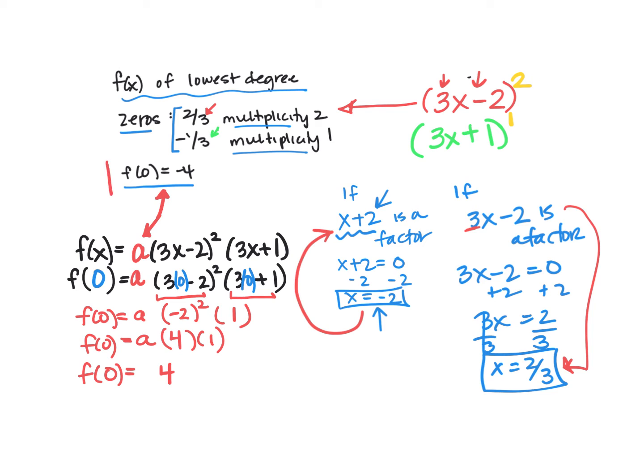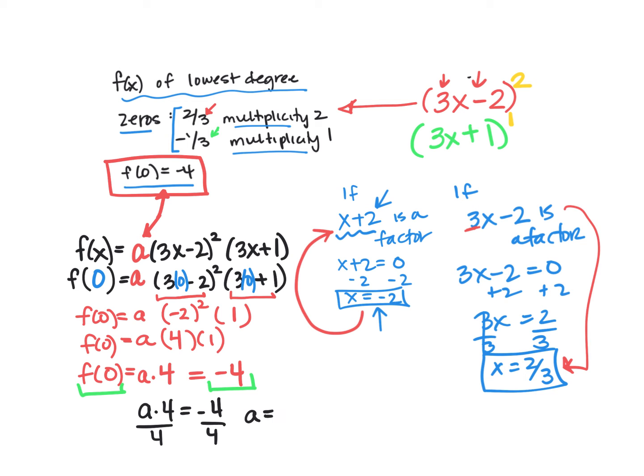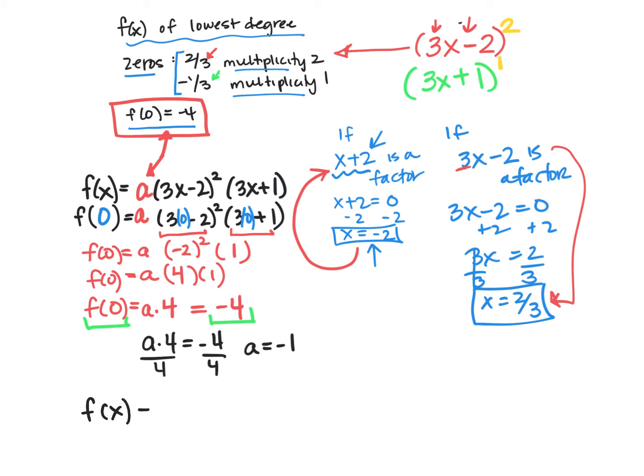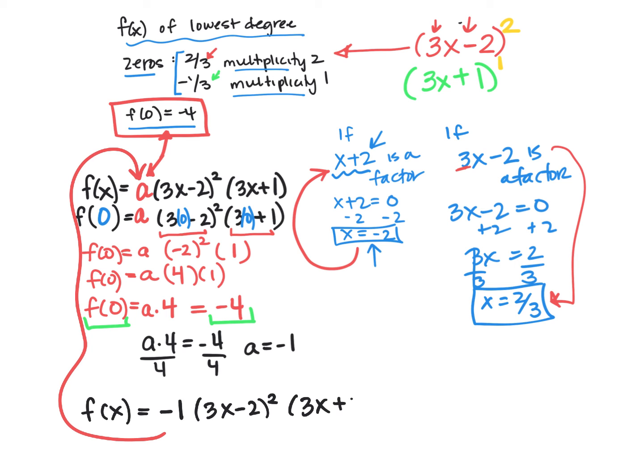So what our directions are saying is that they want us to get -4. So we're going to have a equal to something, so that when we multiply it, we end up with -4. That's what we want. f of 0 is supposed to be -4. So really it comes down to solving this little equation: a times 4 equals -4. Divide both sides by 4. That gets us a is equal to -1. So then our polynomial can be written, f of x equals, we're going to put -1 in place of that a, and we're going to keep (3x minus 2) squared times (3x plus 1).